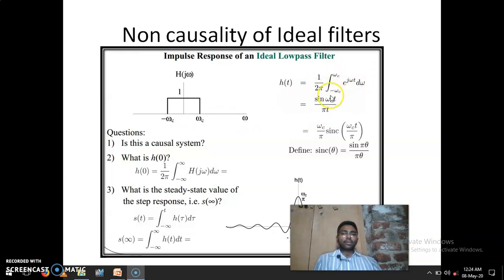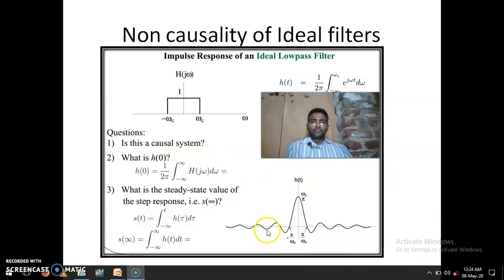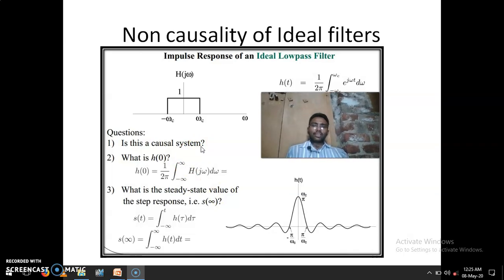If you simplify, this is simply going to become the sinc function. So the sinc function will look like this. If you see, for negative time index, h of t is not equal to 0. For an LTI system to be causal, h of t should be equal to 0 for t less than 0. And hence, this is a non-causal system. For a non-causal system, we cannot realize the system, because we need the future values of the input in order to compute the current output.